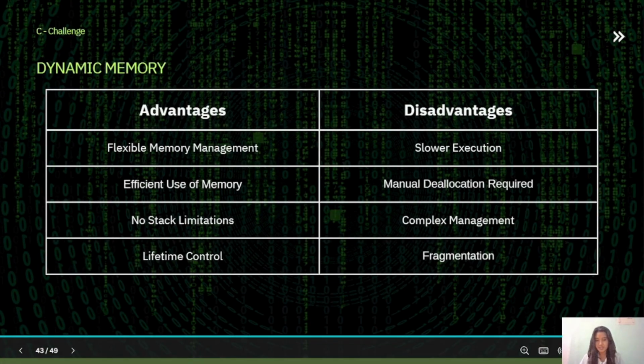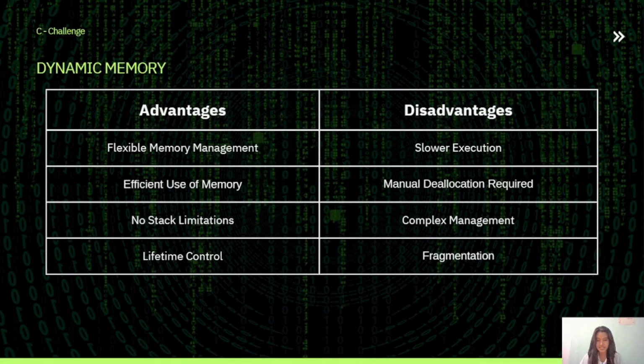Now let's move on to the advantages and disadvantages of dynamic memory allocation. Advantages of dynamic memory allocation. Number one, flexible memory management. Memory can be allocated and resized at runtime, allowing the program to adapt to varying data sizes. This is particularly useful for applications where the exact memory requirements are unknown beforehand, such as handling user input or working with data structures like linked lists or dynamic arrays.